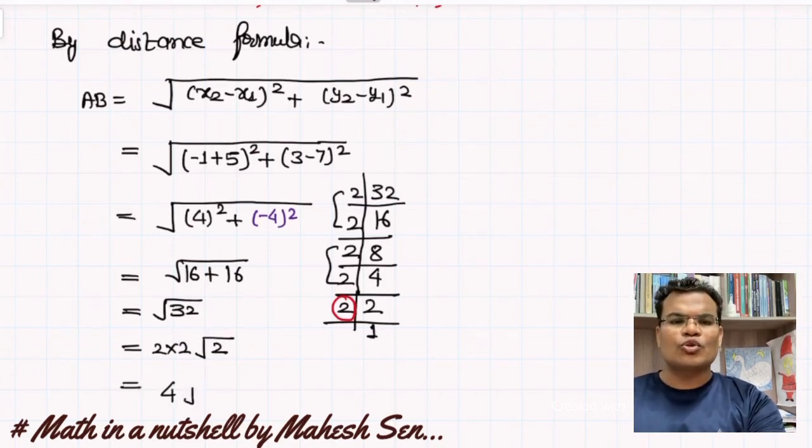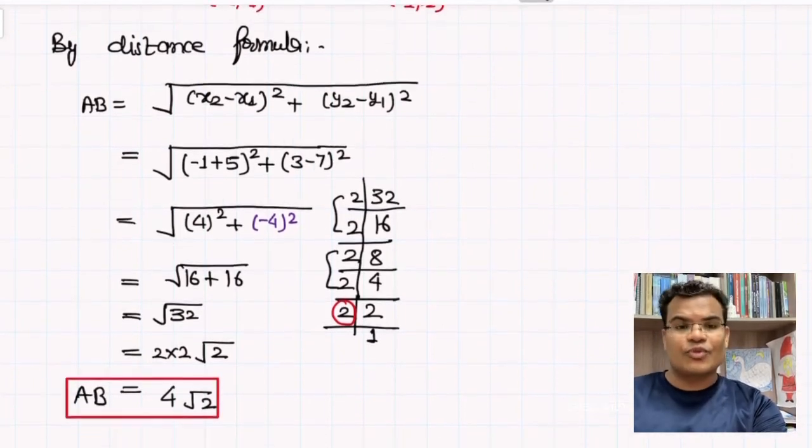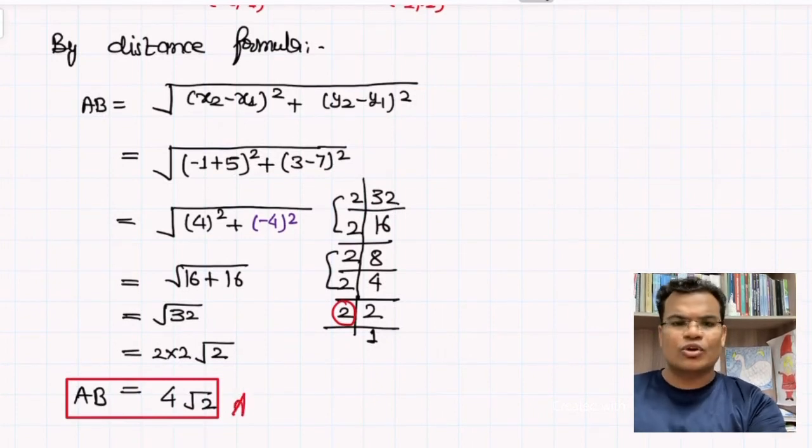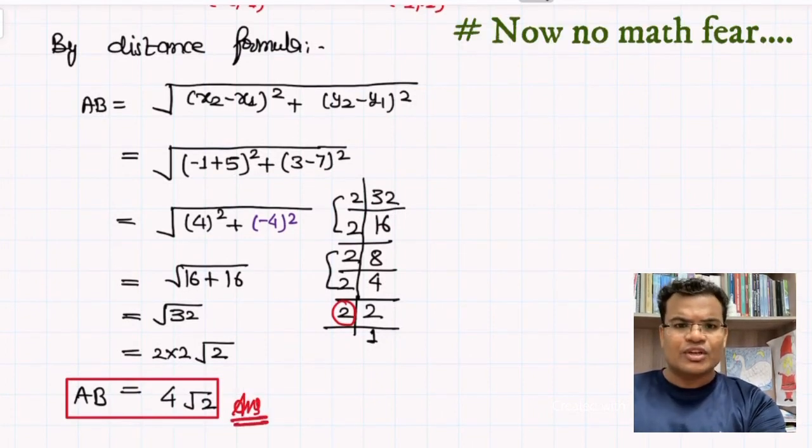Okay, so 4 root 2 will be your answer of this AB, or you can say the distance between the 2 points A and B for the second part will be 4 root 2 units. Okay, you can write any unit. Okay, so this will be your answer for the second part.